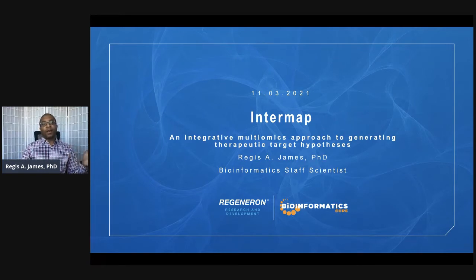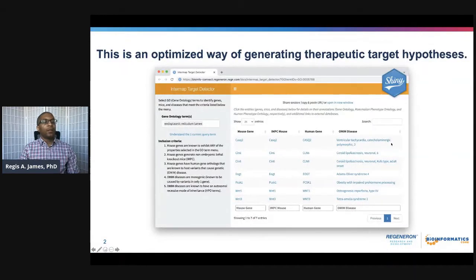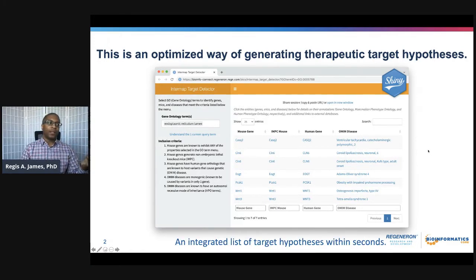So in today's talk, I'll be discussing Intermap, which is an integrative multiomics approach to generating target hypotheses. So this is the end point here. I'm just going to start at the end so that everyone knows where I'm going. This is a Shiny app. It's an interface that I built with my team, and it's an optimized way of generating and ranking and filtering therapeutic target hypotheses. And it generates this integrated list of target hypotheses within a couple seconds.